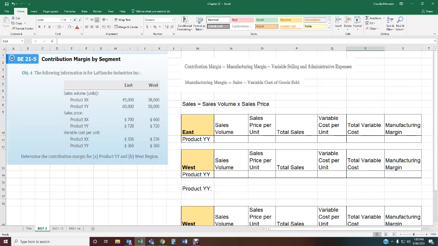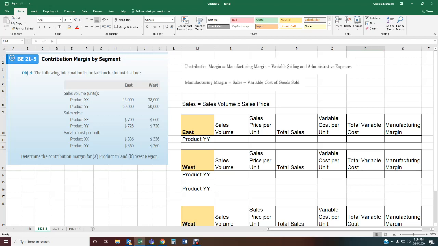Using all of the information provided, we are asked to determine the contribution margin for product YY and for the West region. Now before we start, they're asking us to determine the contribution margin. Well, how do we calculate the contribution margin? This is coming straight from your book. Your contribution margin is equal to your manufacturing margin minus variable selling and admin expenses. Now, in this particular example, they have not provided us with any information regarding variable selling and admin expenses. Therefore, our contribution margin is going to equal our manufacturing margin.